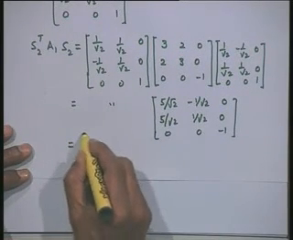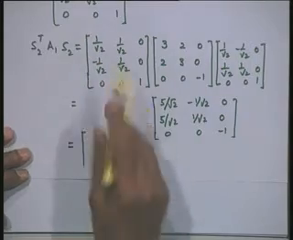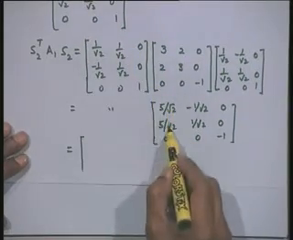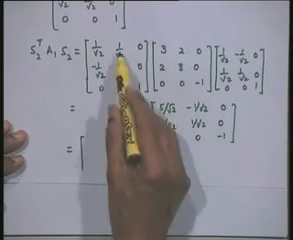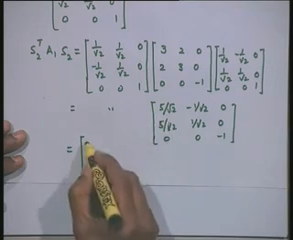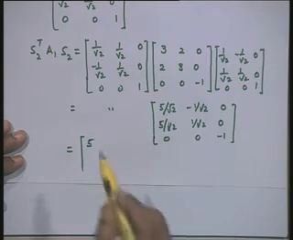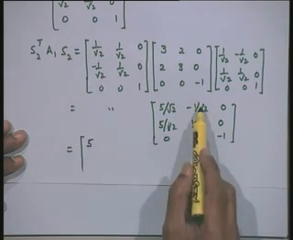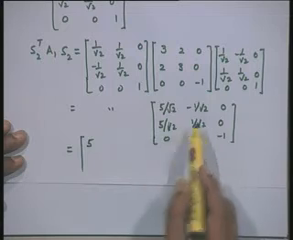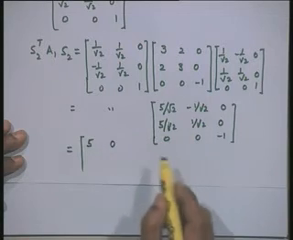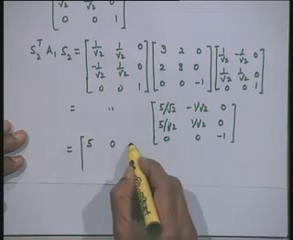Now let us write it here itself. Now I am multiplying this row and this column. This is 5 by 2, this is 5 by 2. So I will have here 5. This is minus 1 by 2, this is plus 1 by 2. So I have a 0 here, and this is again 0.